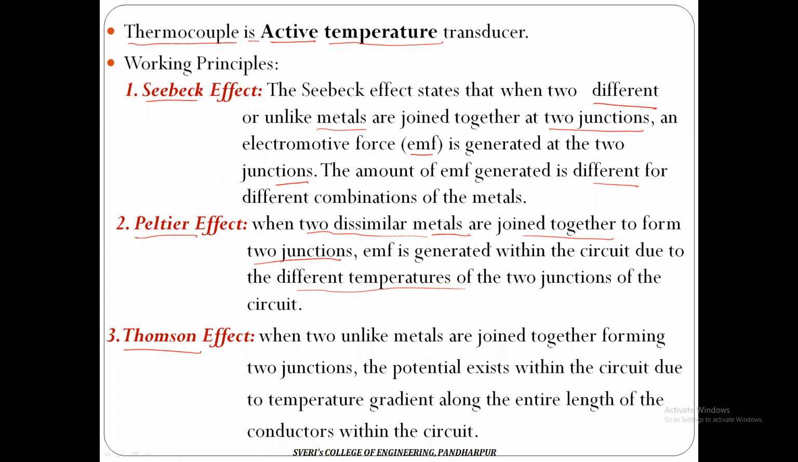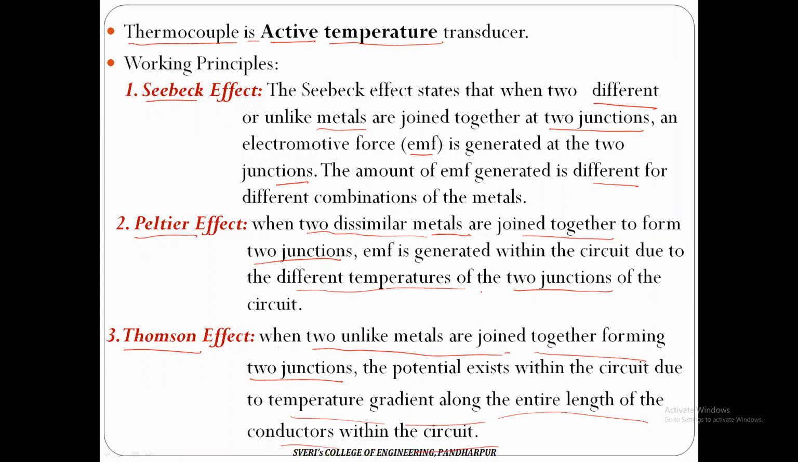When two dissimilar metals join together to form the two junctions, the EMF is generated in the circuit due to the different temperature of the two junctions. हा पॉइंट ऍड केलेला आहे. And the Thomson effect says that when two unlike metals joined together to form the two junctions, हा तर सगळ्या तिन्ही इफेक्ट साठी कॉमन क्रायटेरिया आहे. The potential exists within the circuit due to temperature gradient along the entire length of the conductors in the circuit.